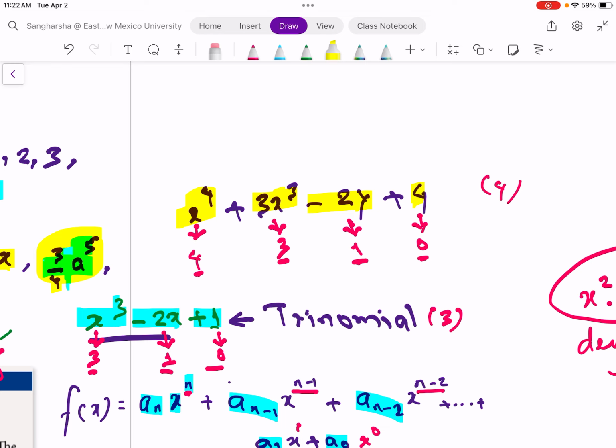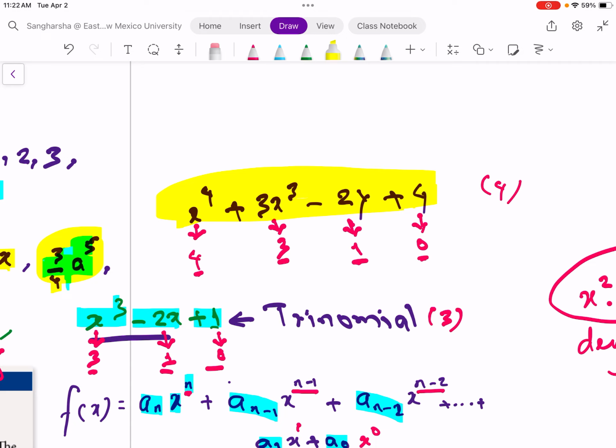Now can you tell me the term with the highest degree in this polynomial? Which is the term with the highest degree? x to the power 4, right? It has a degree 4. Now what is this coefficient? 1. So 1 is the leading coefficient. So you find the term with the highest degree. That term is the leading term. And the coefficient of the leading term is the leading coefficient.